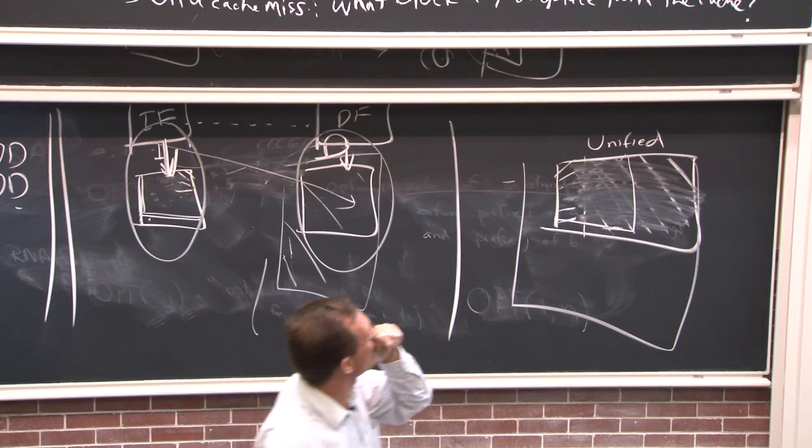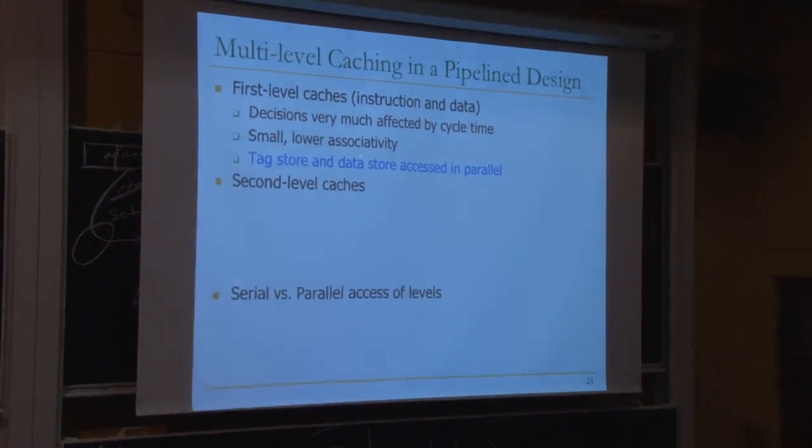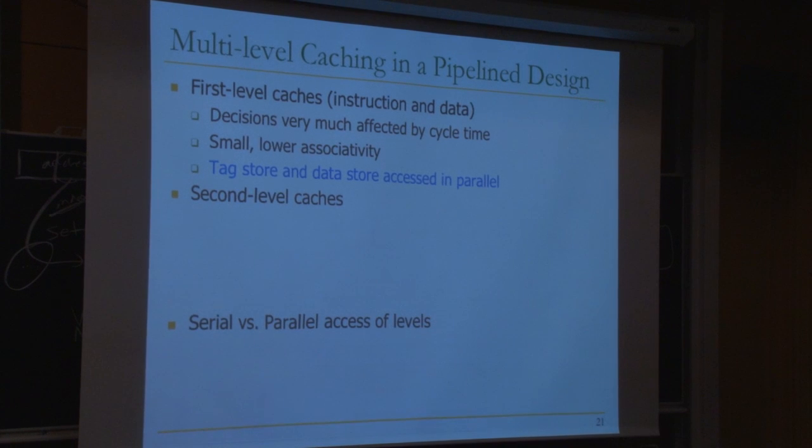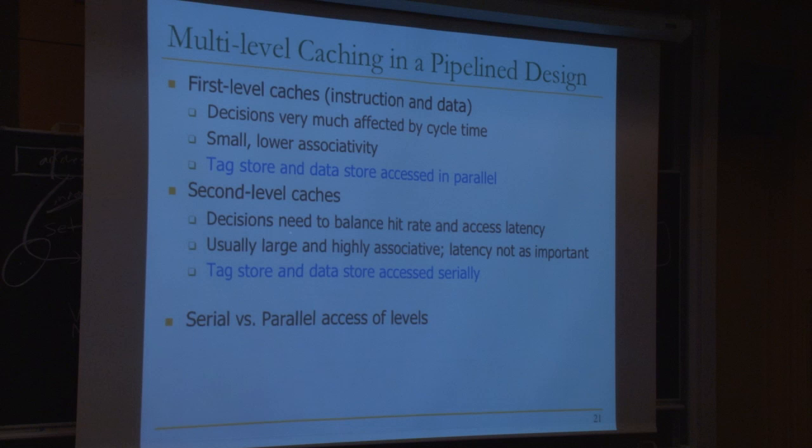I guess I'll cover this too, and then we'll take a break. First level cache decisions are very much affected by cycle time. They're smaller, lower associativity, and usually tag store and data store are accessed in parallel, right? Because you want to get the data quickly. Second level cache decisions need to balance hit rate and access latency. Now, access latency is not the only thing, right? Your hit rate is very important too. As a result, they're usually large and highly associative. Latency is not as important, but it's still important. That's why we keep adding more levels into the cache, right? And you can have the tag store and data store accessed serially now.